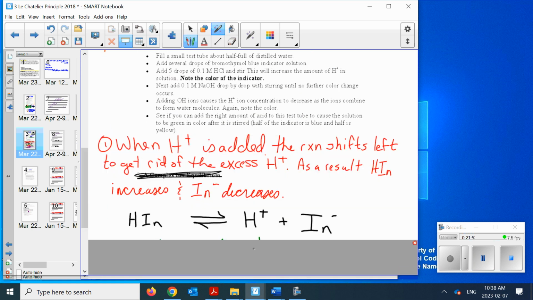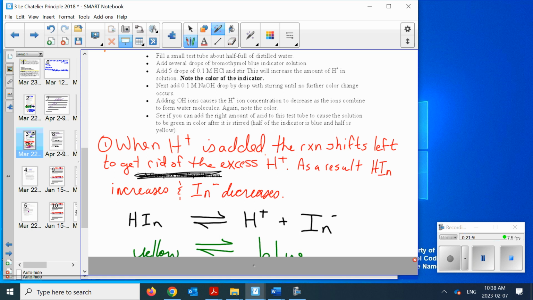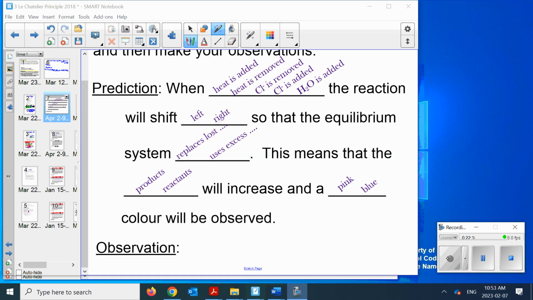And I've got this down, basically what you were just saying. When H plus is added, the reaction shifts left to get rid of the excess. As a result, HIn increases and the indicator negative ion decreases. You will observe yellow. I'm going to pause the video part, but we're going to take a look.